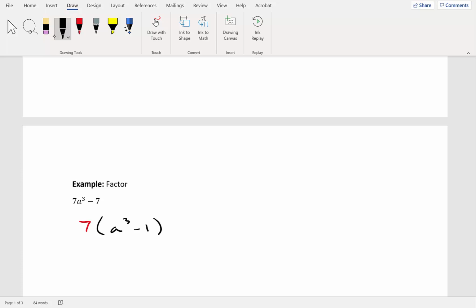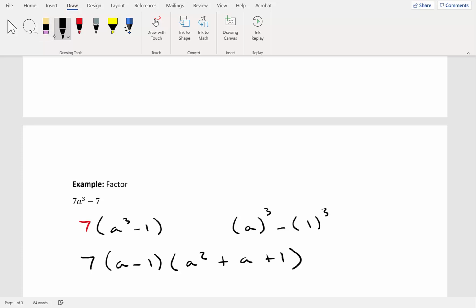Now, a cubed minus 1, so we have two terms here. This is a binomial, and this has the form of a difference of two cubes. As you can see, I can write a cubed as a raised to the third power minus, and then 1, I can rewrite as 1 raised to the third power. So now let's use our formula and we can factor that out. So this becomes a minus 1 times a squared plus a plus 1.